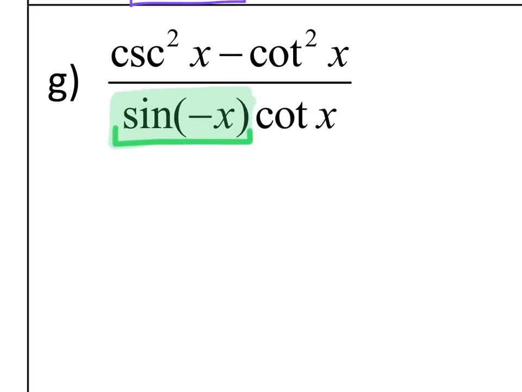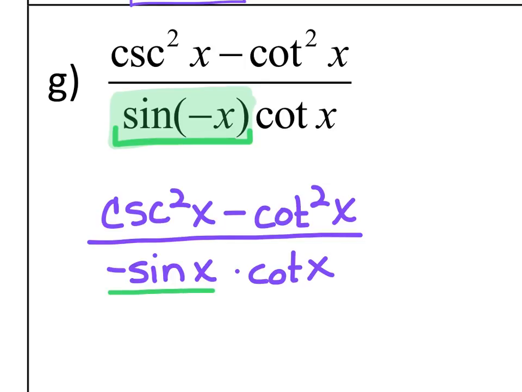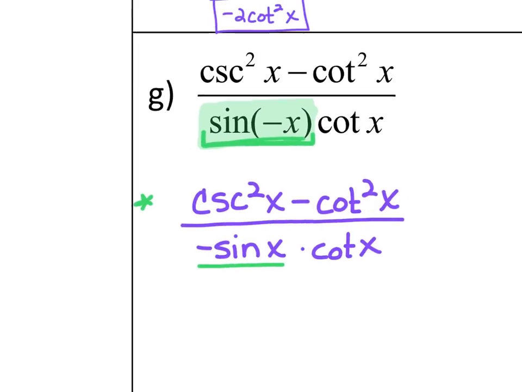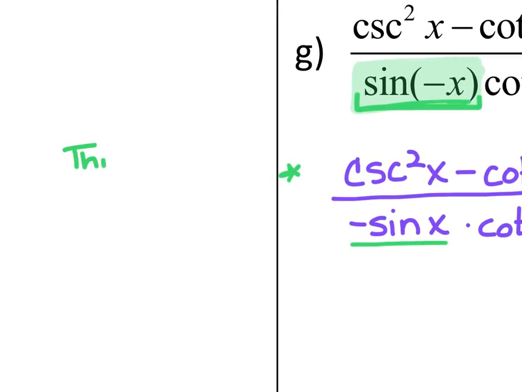So I'm going to start by writing this problem again, but replacing sine of negative x with negative sine of x. So I'll leave the cosecant squared of x minus cotangent squared of x all over now negative sine of x, and then times that cotangent of x. And the negative sine of x replaced the sine of negative x. Now, I'm going to look at the numerator first, and I see cosecant squared and I see cotangent squared.